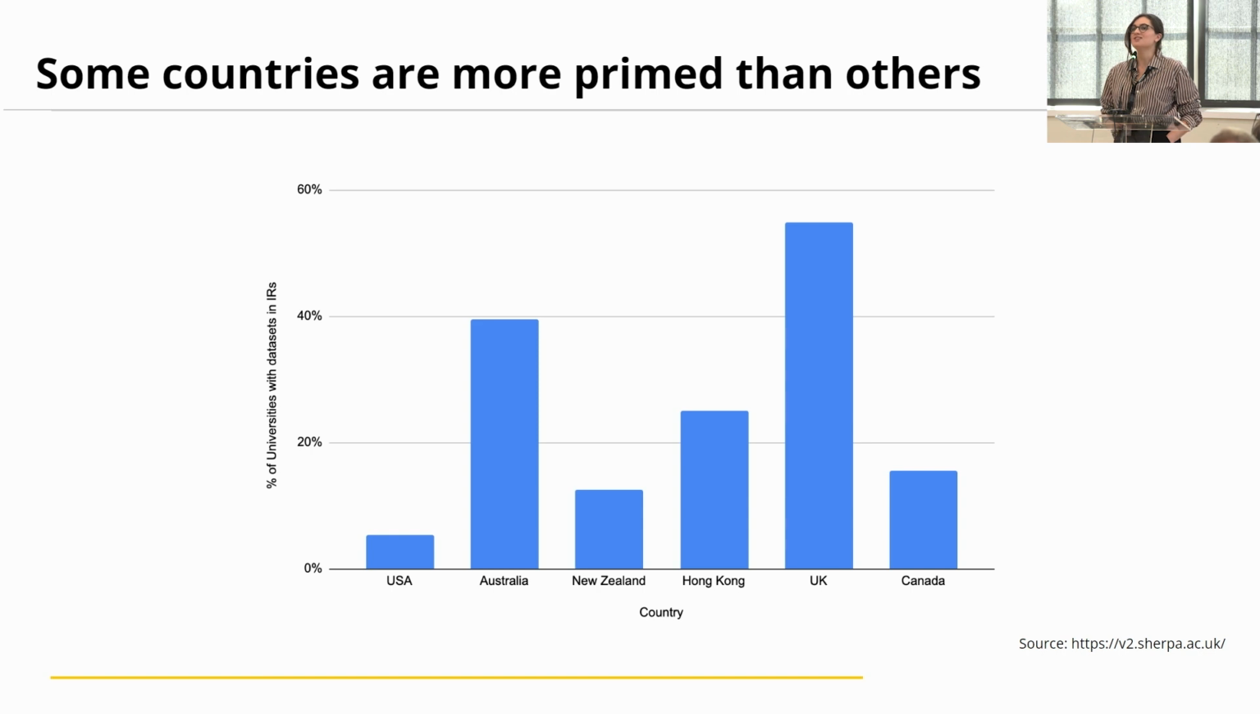This is absolutely not to name and shame anybody, but I've been showing the same slide everywhere I go, so in fairness, I'm going to share it here too. This is the percentage of universities that have a data set in their IR. And again, this is about 6 months old, so I would imagine this has changed slightly. But the US is not keeping pace with the rest of the world in institutional repositories.